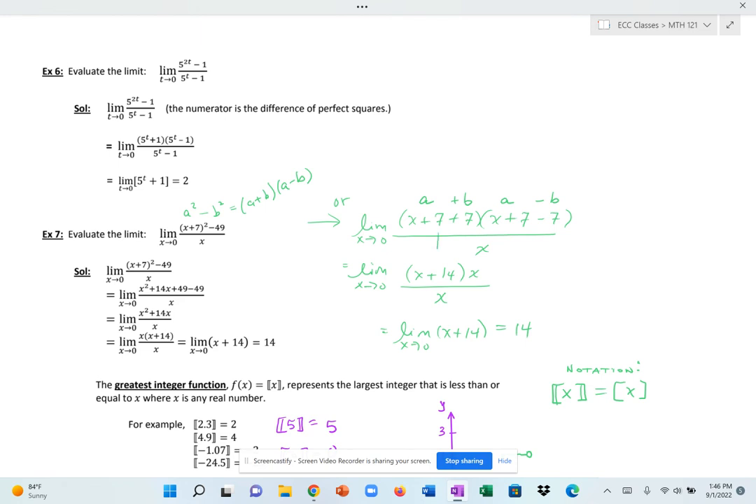The first parenthesis simplifies to x plus 14. The second parenthesis simplifies to just x. And now this line right here looks just like this line. And so we end up with the same result. The x's cancel, and I'm left with the limit as x approaches 0 of x plus 14. And when you plug in 0 for x, you get the same value, that your limit value is equal to 14.